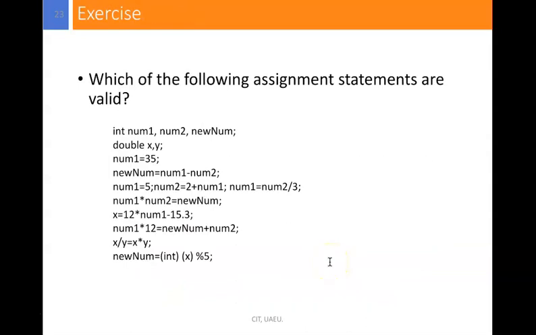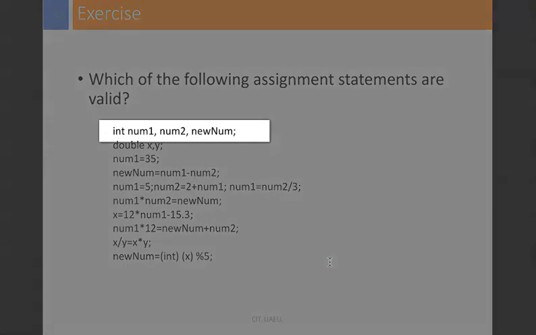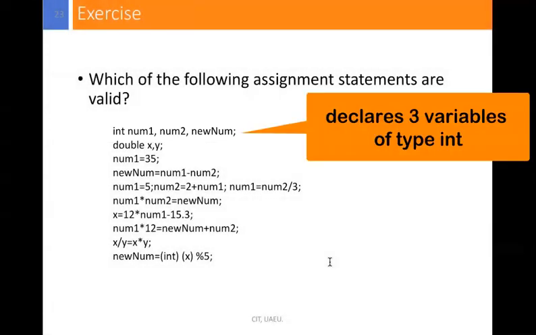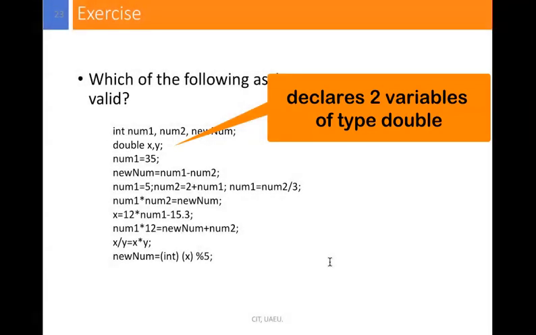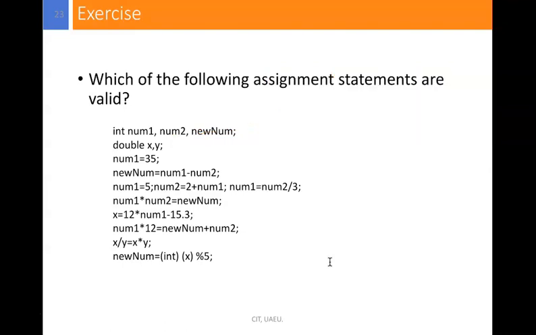You can declare multiple variables of the same type in the same line by separating them with commas. So this is a valid statement. We're declaring 3 variables, num1, num2, and new num, and all of them are of type int. In the second example, we have double x comma y. We're declaring 2 variables, x and y, of type double, okay? So this is not one variable called x comma y, because comma is not a valid character in an identifier, right? When you have a comma, that means you're actually declaring multiple variables.